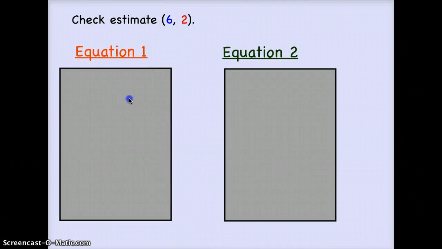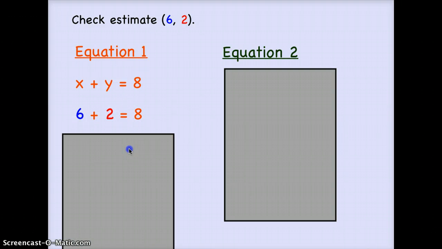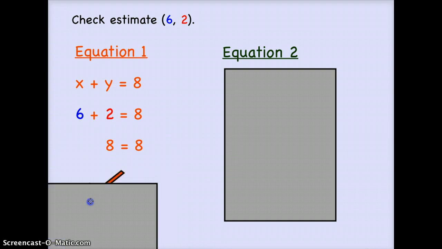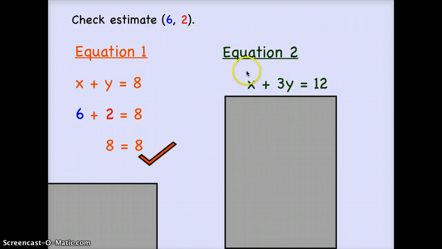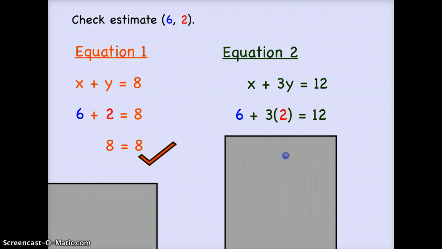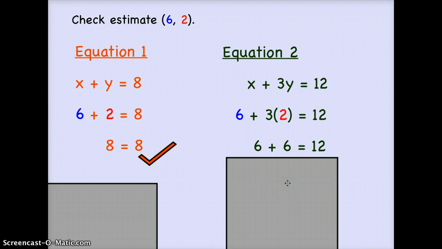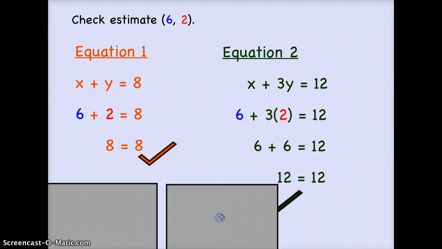Let's plug them into each equation. x plus y equals 8. Our x value is 6, y value is 2. Is 6 plus 2 equal to 8? Yes, it is. So it checks for the first equation. Let's do the second equation. x is 6, y is 2, so we have 6 plus 3 times 2 equals 12. 6 plus 6 equals 12. And yes, it works.